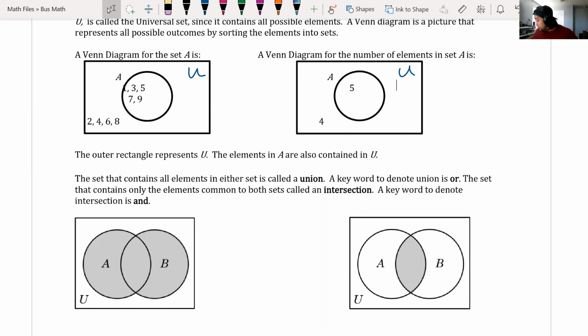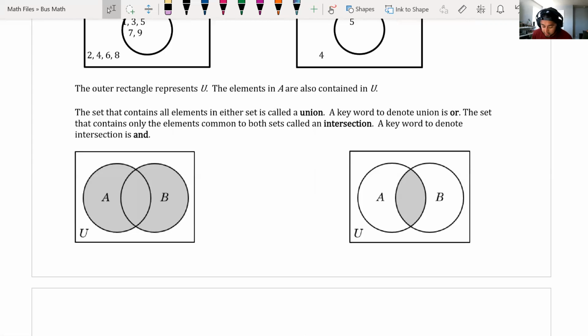So let U be the set of all positive integers less than 10. So U is going to contain the numbers 1 through 9. Let A be all the odd positive integers less than 10. So A is {1, 3, 5, 7, 9}. They're all odd. This means that A complement is going to have integers less than 10, but instead of them being odd, they're going to be even. So A complement is the elements not in set A, and they're going to be even because set A has odd integers.